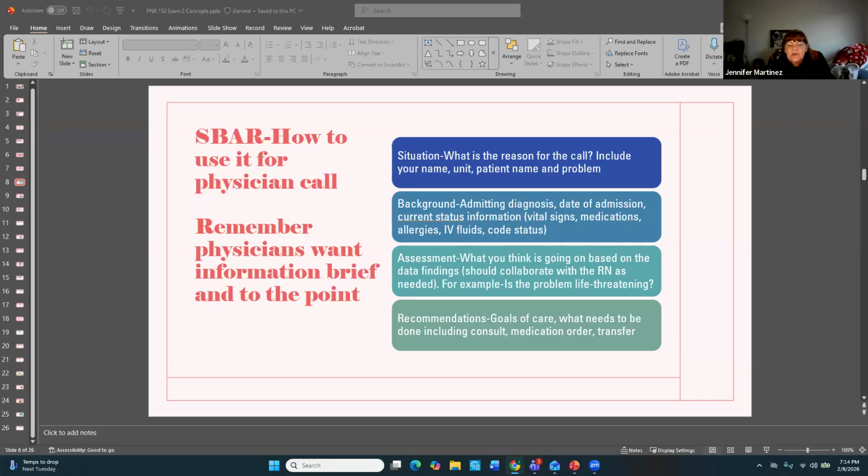Okay, so again, situation, that's the reason for your call, your name, your unit, the patient name, and what's going on. The background is the admission diagnosis, the date of admission, the current status. Assessment is what you think is going on. And then your recommendation is the goal of the care. What do you think needs to be done?